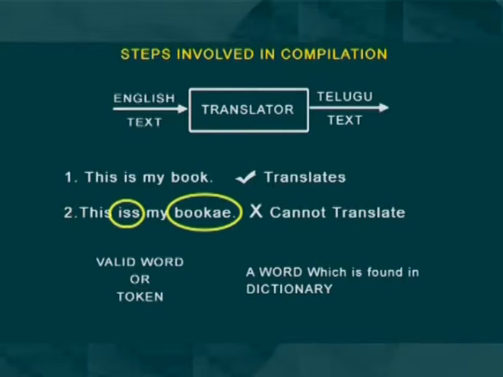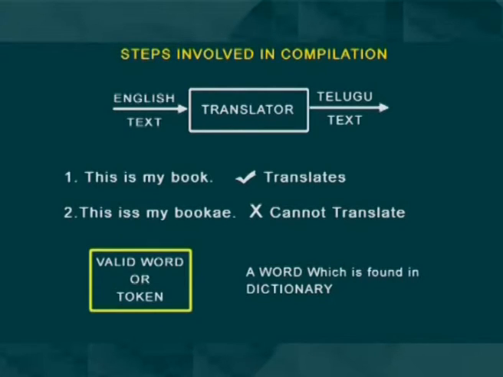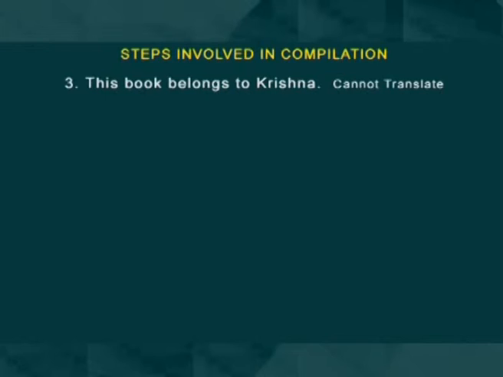Then he took the word ISS. Again he went into the dictionary and searched, and came up with an output that this word is not recognized. That means the translator himself is acting as a recognizer. So he has a tool, the dictionary, and he himself is acting as a recognizer, taking each and every word to check whether it is valid or not. The valid words are also called tokens in compiler terminology. Next semester you will be calling them tokens, but a token is nothing but a valid word.